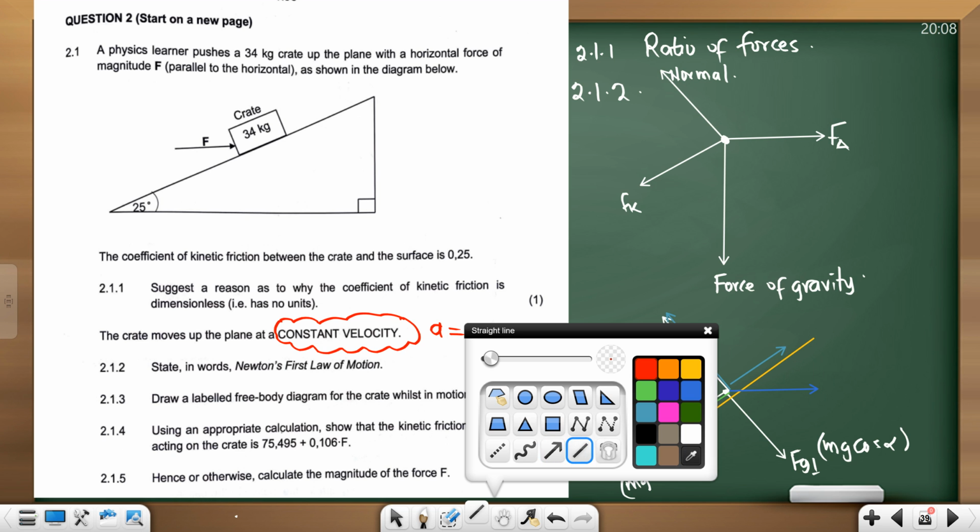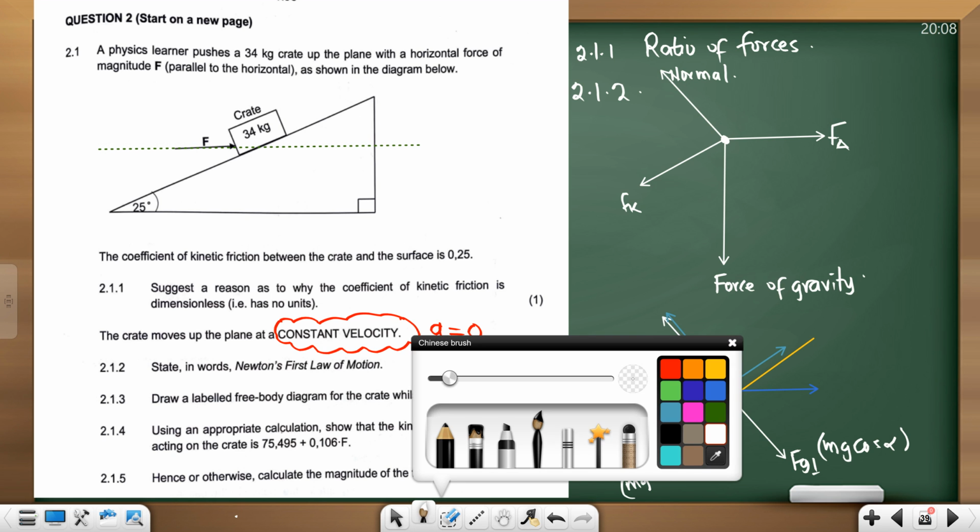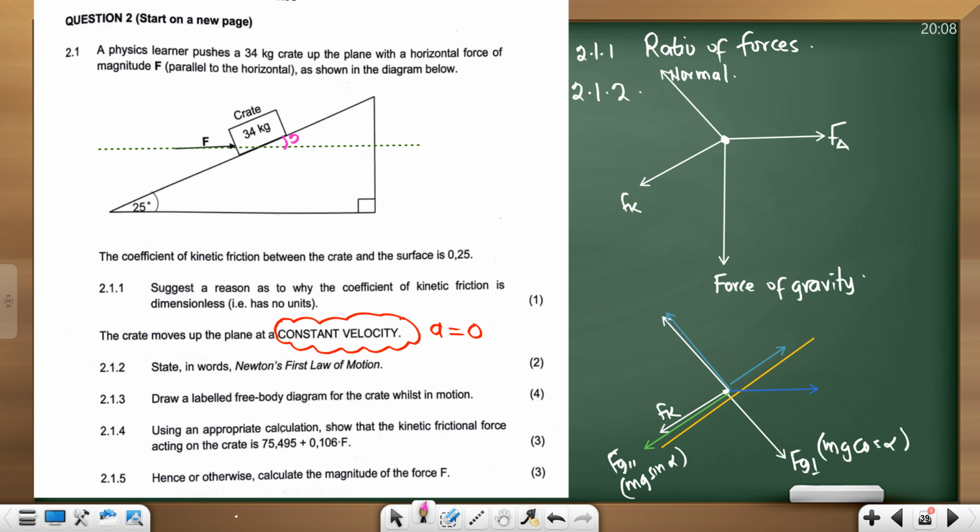Now, if I were to draw a line this way, let's use the diagram because that would be a lot easier. If I were to draw a parallel line that way, what do you notice? You would notice that this angle will be 25.